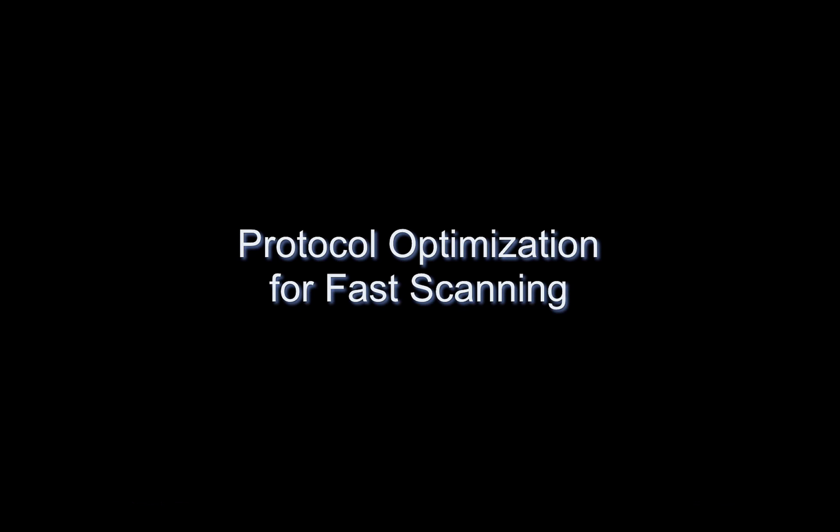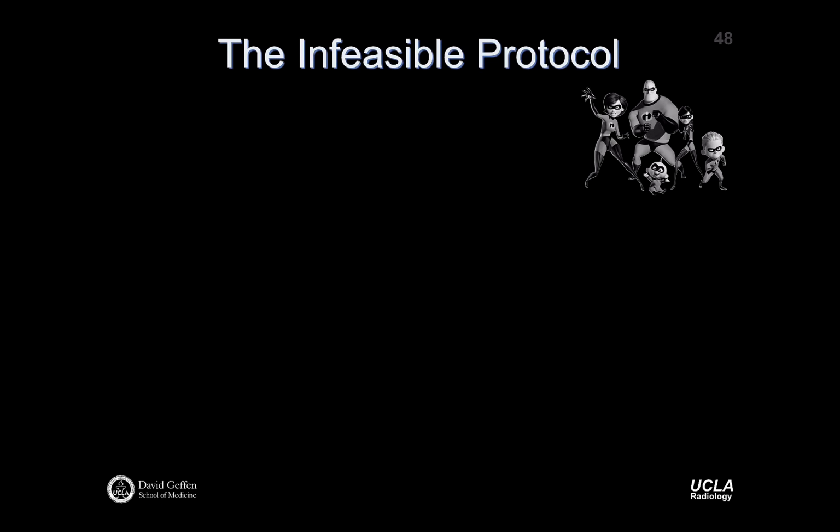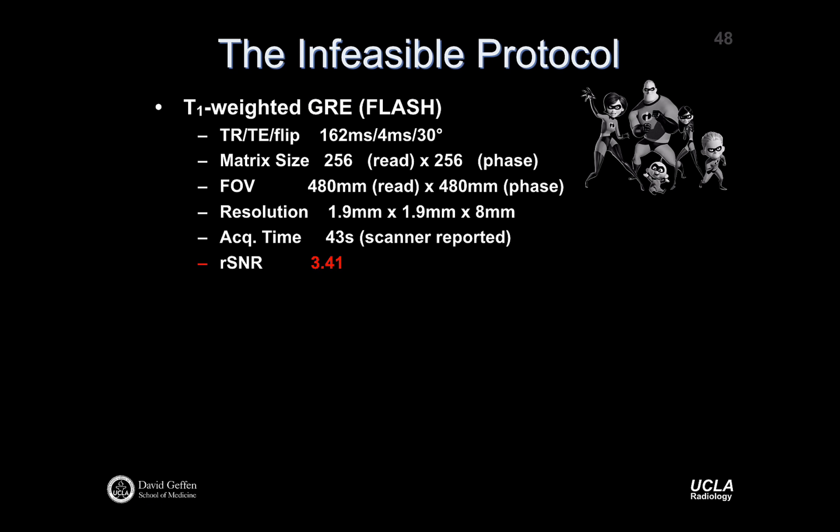So here what we're thinking about is protocol optimization for fast scanning. We always want to scan faster, but we need to achieve a certain image contrast. And so here I start off with what I call the infeasible protocol. So let's think about a T1 weighted gradient echo sequence, bread and butter, T1 weighted gradient echo.